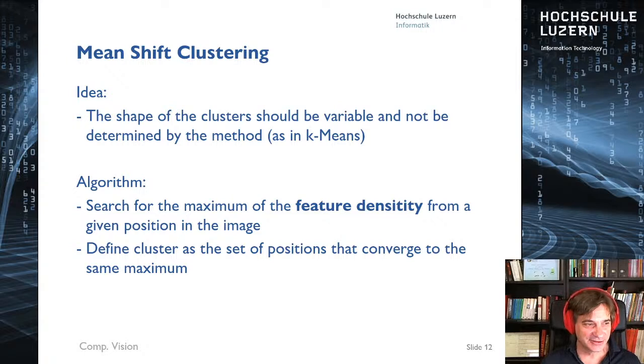What is the idea? The idea is that from each point we now search for the cluster center. And where is the cluster center? The cluster center is where those points are more dense than at any other point. So for each point we would like to find the center where the features are more dense, and then all those points that converge to the same centers belong to one cluster. Okay, sounds a bit complicated. We will just see an example of that.